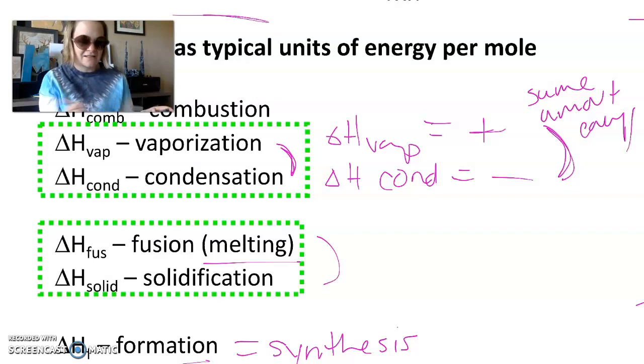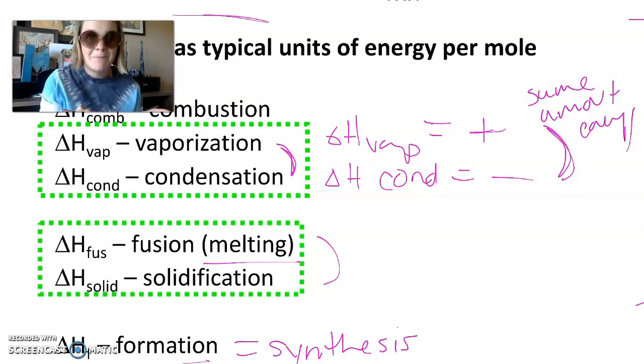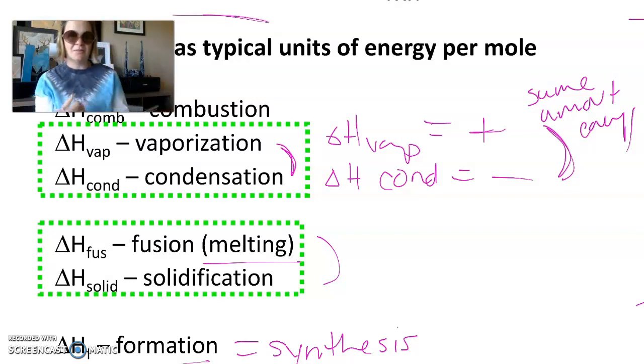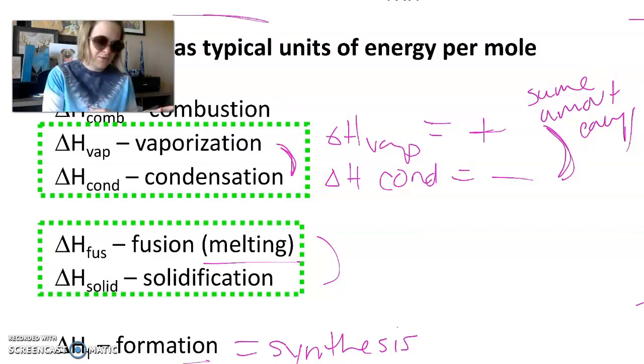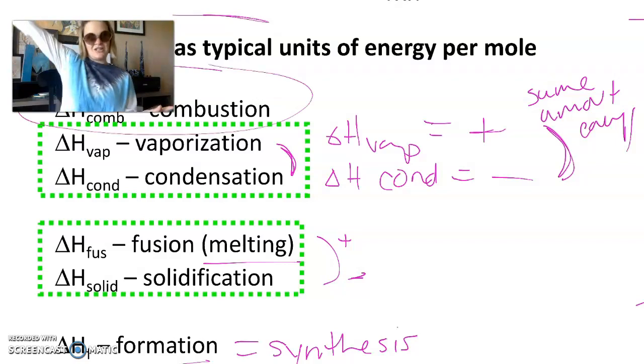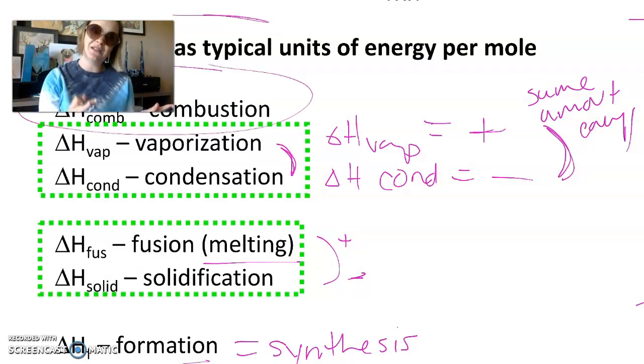That idea is the exact same for fusion and solidification. Which one is going to be endothermic? Melting. Picture, in order for an ice cube to melt, it has to absorb energy from the surroundings. So this guy's going to be a change in energy that's positive. Freezing, we have to take energy away. It's going to be negative. But I will tell you, out of all these, combustion is going to have the biggest change in energy because now not only are we breaking intermolecular forces, but we're also breaking the actual bonds, the ionic and covalent bonds that hold the atoms together.